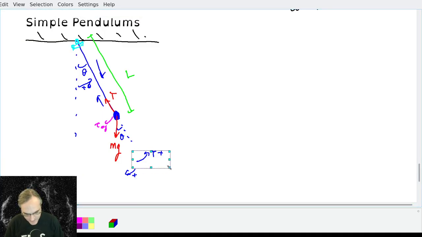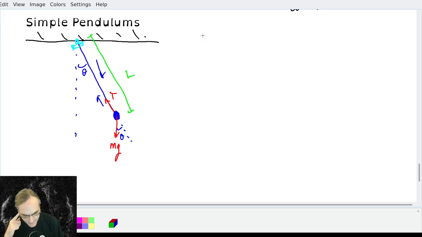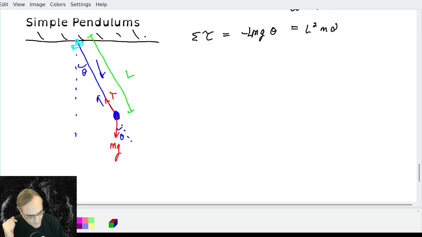So what have we got? Well, we don't need anything about that to talk about it. Get rid of some of this, some of that. Don't need to talk about the theta angle particularly. Alright, so what do we know? Well, if we have a simple pendulum, the sum of torques will be equal to minus L mg theta will be equal to L squared m alpha.